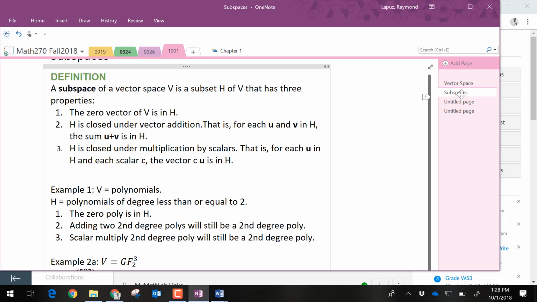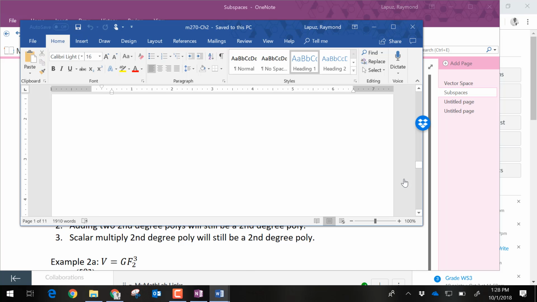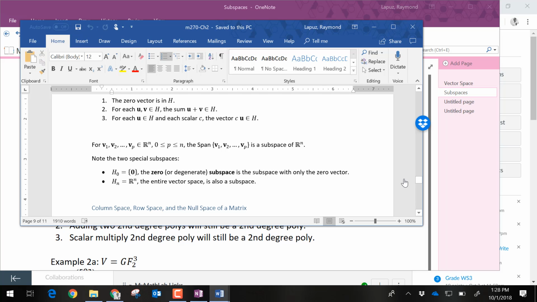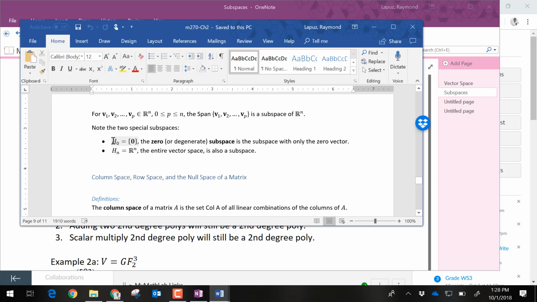So that's our little detour of subspaces and vector spaces. Now let's come back and talk about the stuff being discussed in our section in chapter 2. We can use our two examples, the GF2 and the polynomials, as examples of how this fits in a bigger family of vector spaces. Last time we talked about the vector space, subspace, and the things that follow. H sub 0 and H sub n, the zero vector by itself and the whole vector space, are also called subspaces.